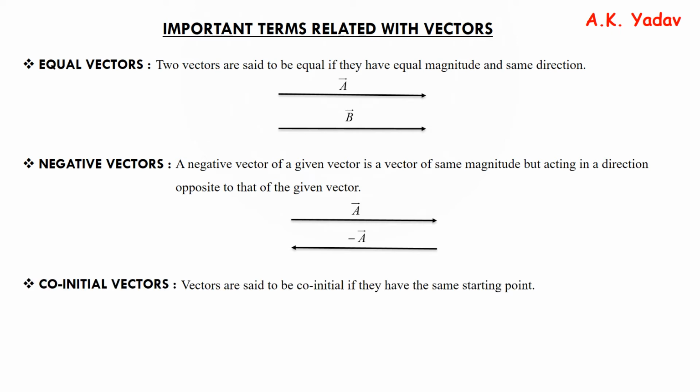Co-initial vectors. Vectors are said to be co-initial if they have the same starting point. As you can see, vector A and B are having the same starting point, so they are called as co-initial vectors.